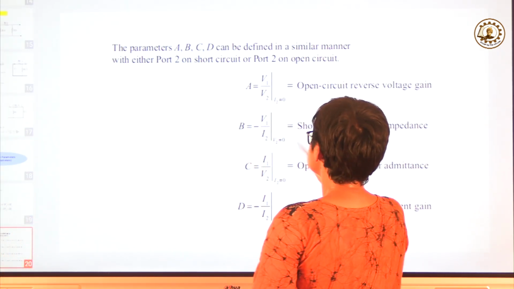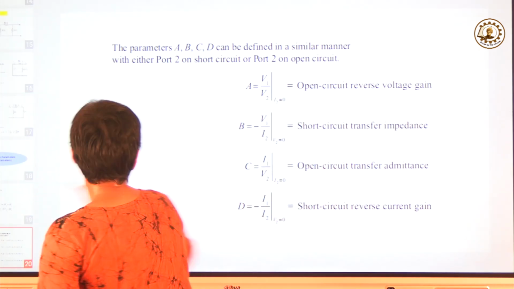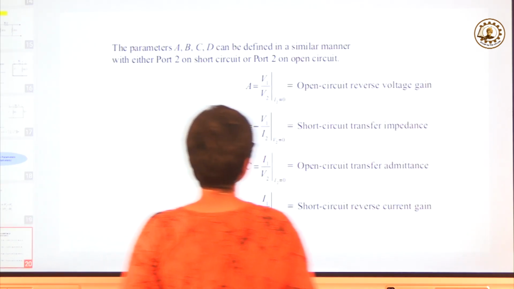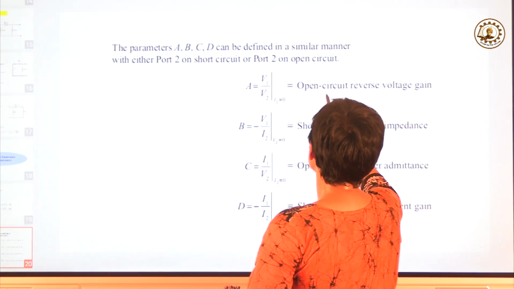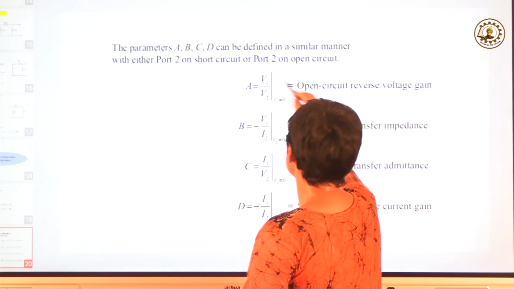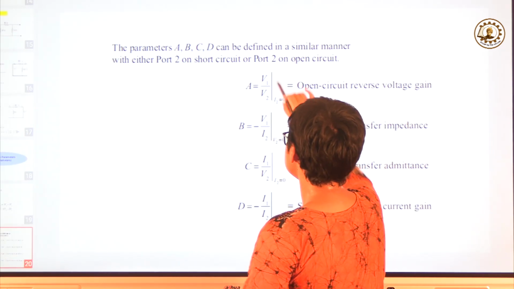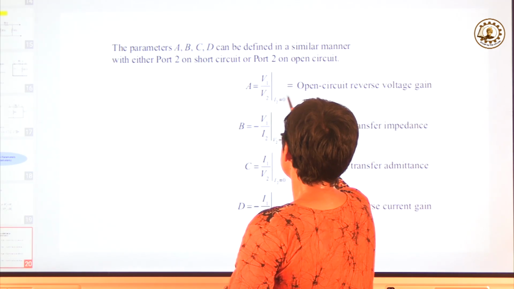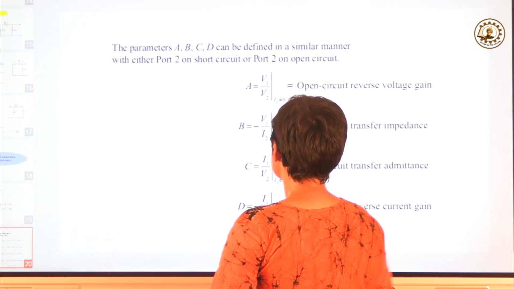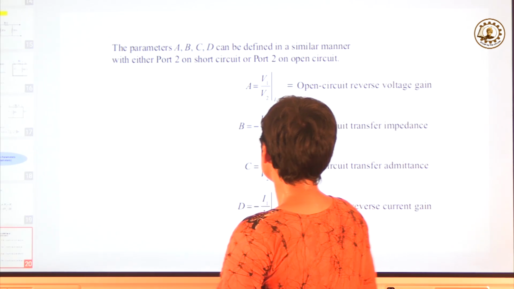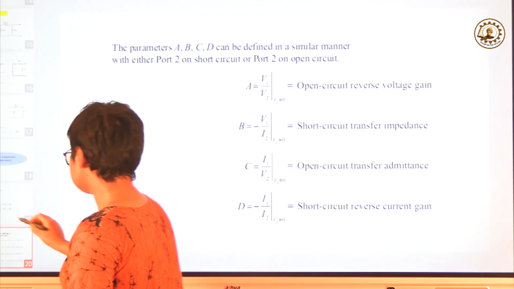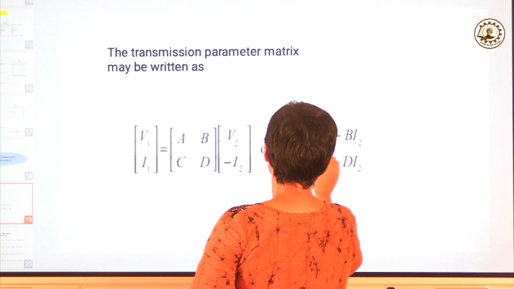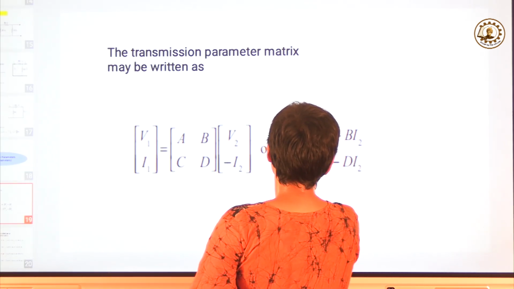So let's define this. A will be equal to V1 by V2 at I2 equals to 0. The name of this is open circuit reverse voltage gain. Why voltage gain? Because this is a ratio of voltages. And why open circuit? Because our current I2 is made 0. Next is B. B will be equal to minus V1 by I2 at V2 equals to 0.